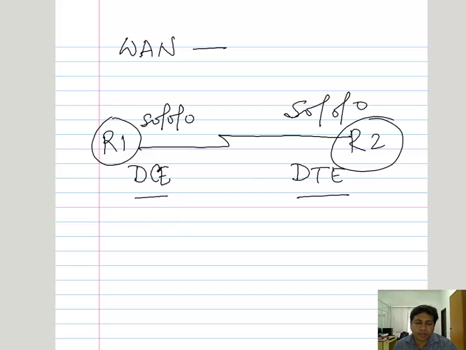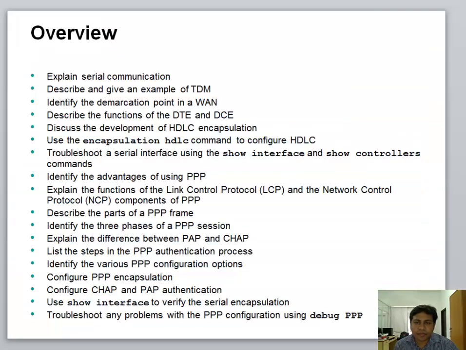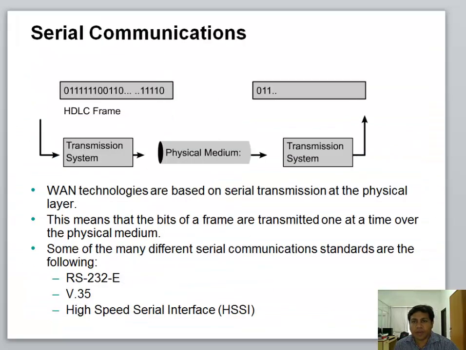Now let's discuss DTE and DCE in more detail. So this is serial communication. Now this is my normal HDLC frame coming through the physical transmission. In serial communication, these are the standards: RS-232, V.35 and high speed serial interface. So basically this is the standard used in WAN.